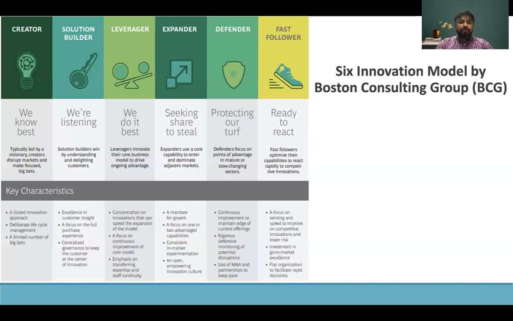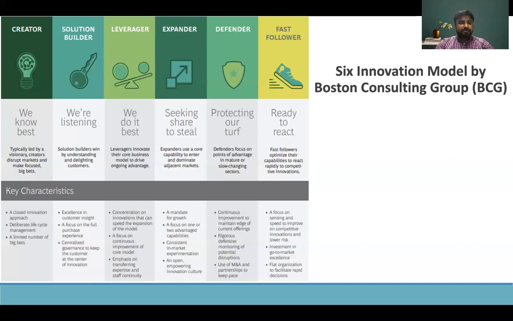Expanders apply their core capabilities in new ways to take over adjacent markets and to increase their business growth. Defenders tend to win in a mature, slow-growing or changing industry and innovate defensively in order to protect their advantage. And the last one is the fast follower. They build their capabilities across all dimensions in order to quickly respond to changes in the market. The example for the fast follower is the famous Rakuten Ichiba system.